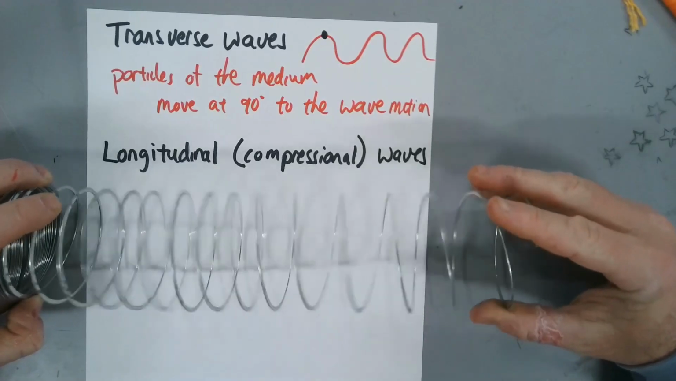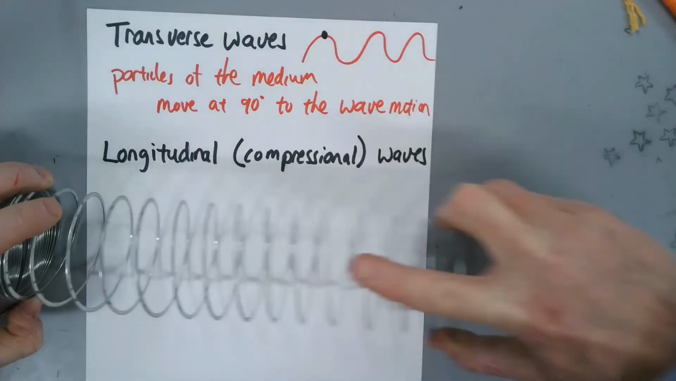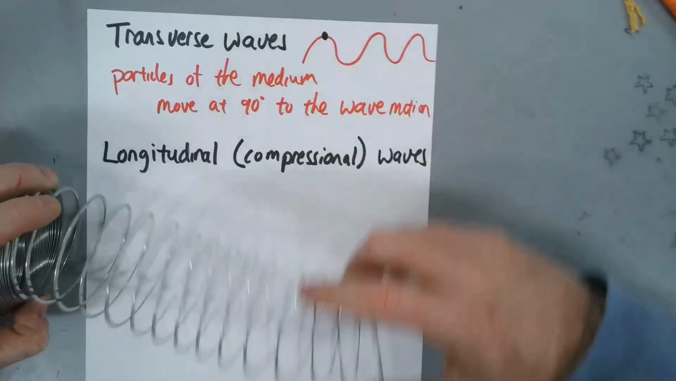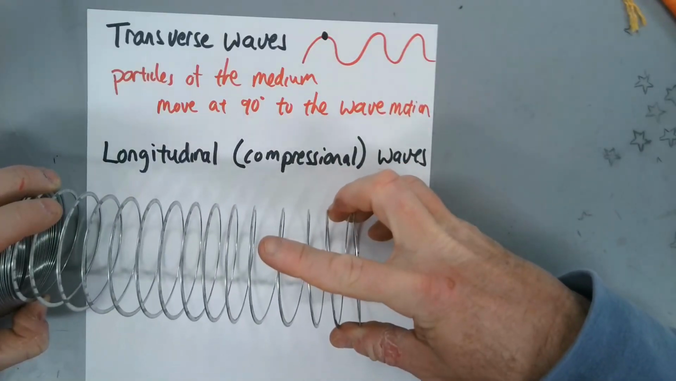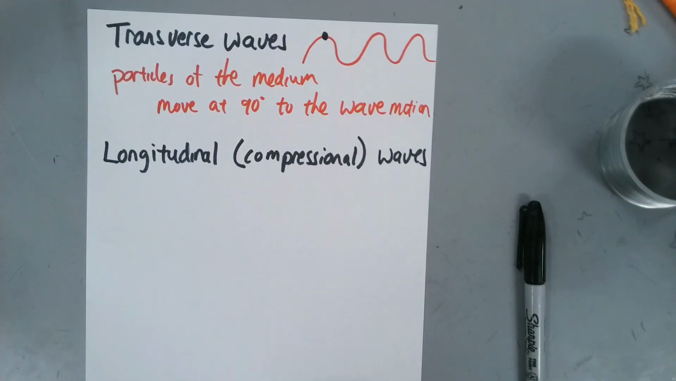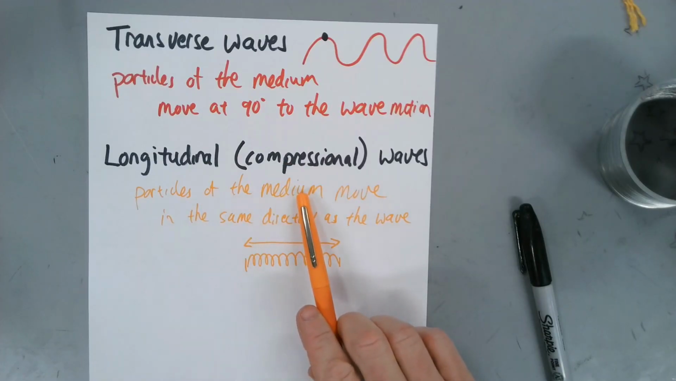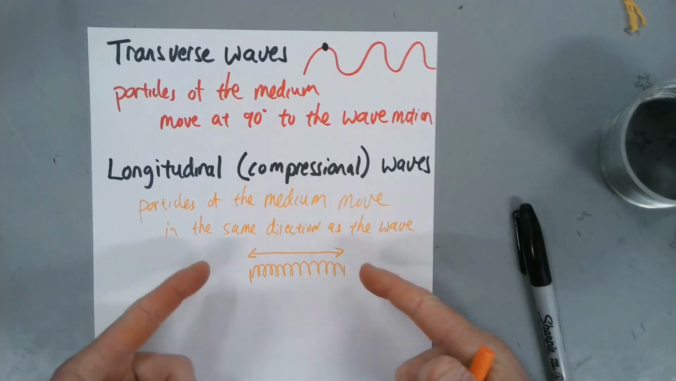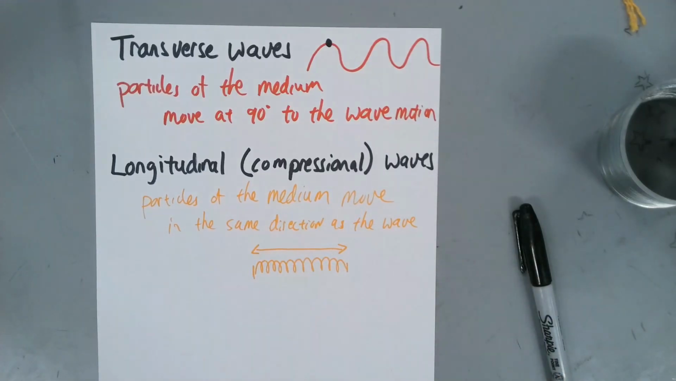If I let go of it, you can see the energy is being transmitted this direction, and it makes the spring, the slinky in this case, vibrate this direction. It doesn't vibrate this way. It vibrates in the same direction as the energy was transferred. So that's what makes a compressional wave different than a transverse wave. So my longitudinal compressional wave, the particles of the medium move in the same direction as the wave. Think about my spring being squeezed and stretched in the same direction as the energy is being transferred.